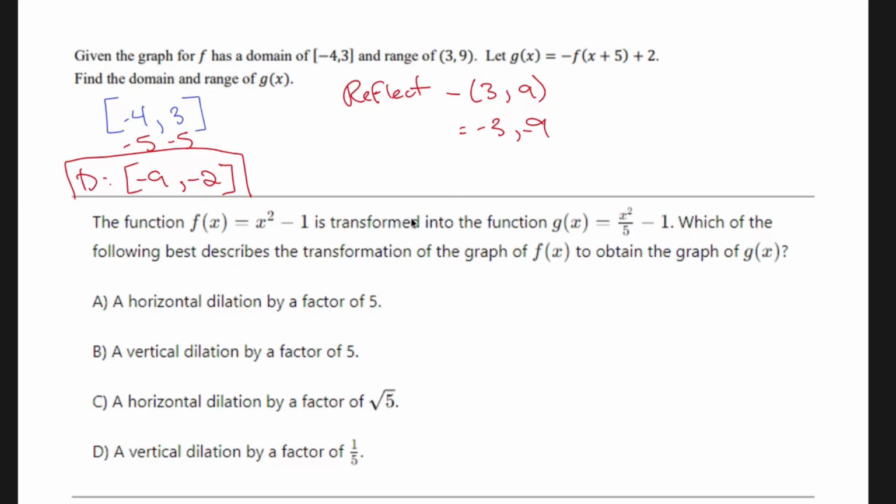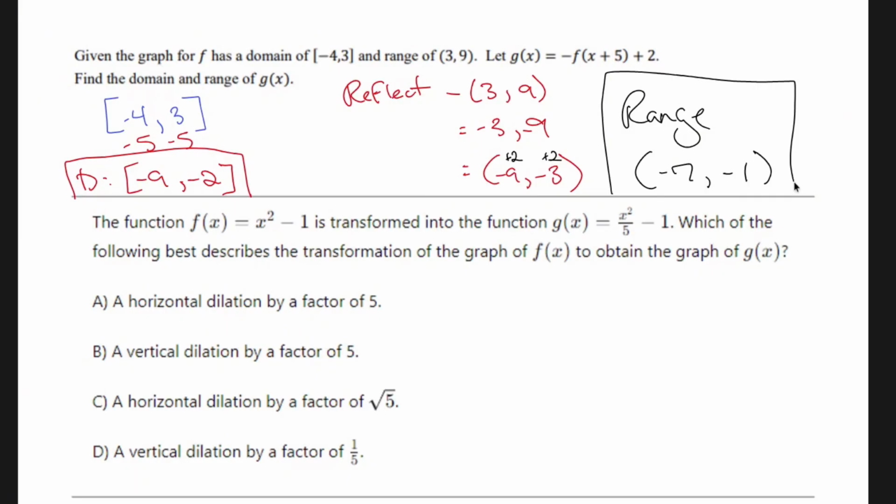Negative 9. And then common sense takes over and says, well, wait a minute, that's out of order. Negative 9, negative 3. That's what we have so far. But now, since you move this up twice, our range is going to have me adding 2 to both of these, giving us a final range of negative 7, negative 1. So there's my range, and there's my domain.